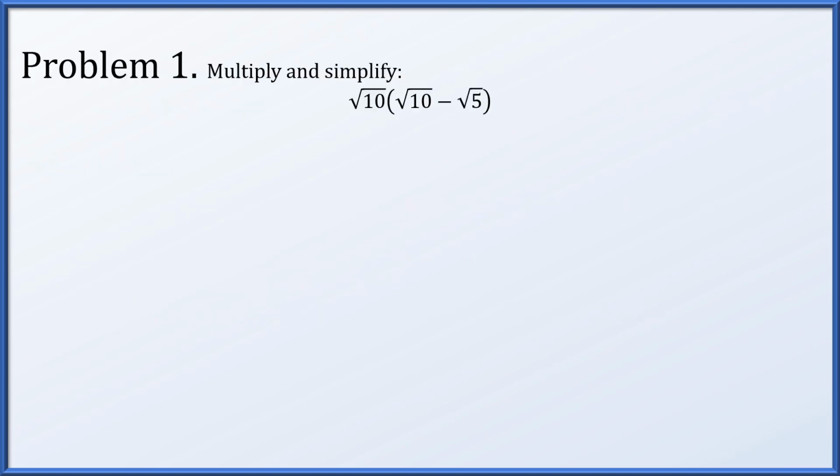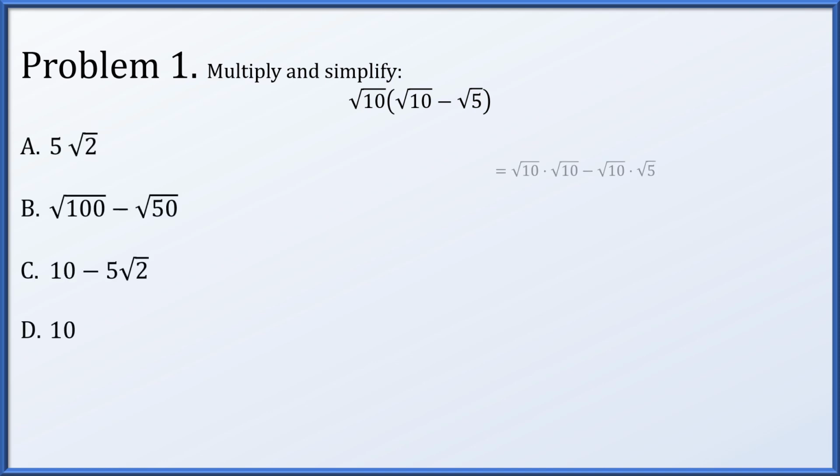So in this problem, we're supposed to multiply and simplify the expression, and we are given four options. Well, if we distribute root 10, we end up with root 10 times root 10 minus root 10 times 5. The square root of AB equals the square root of A times the square root of B, so these terms can be combined as the square root of 10 times 10 and the square root of 10 times 5.